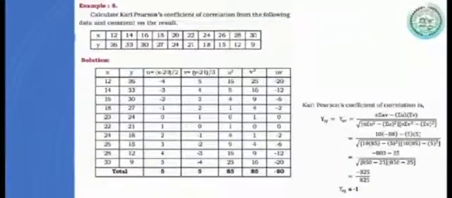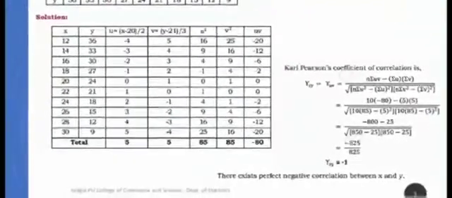Similarly, there is one more. There are quite a number of examples for you all to solve and become perfect. As your exams are waived off, no issues, but at least for the sake of knowledge, you can solve these examples and it can be helpful to you all. In this particular example, the answer is -1, which we say is a perfect negative correlation between x and y.